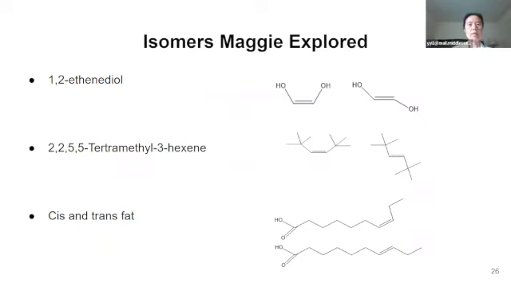So the 3 isomers I studied were acetyl, tetramethyl, and the cis and trans fat. The reason I chose them is because first, I want to see the hydroxyl group impact on the bond. The second one, I want to see when many methyl groups are added there, when the bonds get very crowded, what's going to happen. And the third one, in our real life, we always hear that trans fat is bad for our health. I want to find out why.